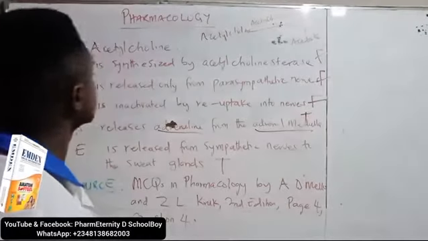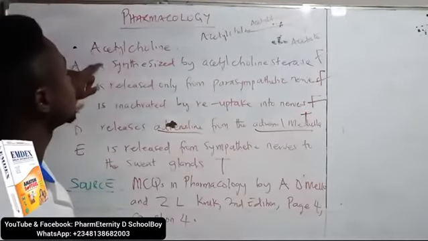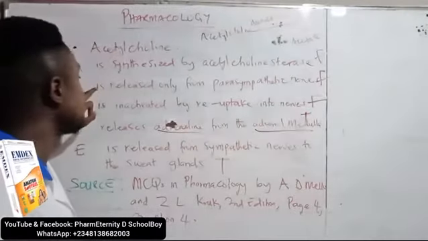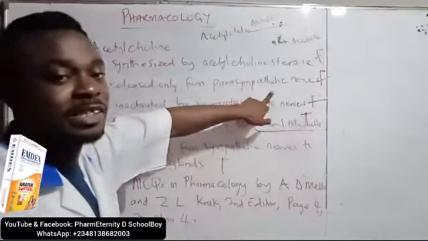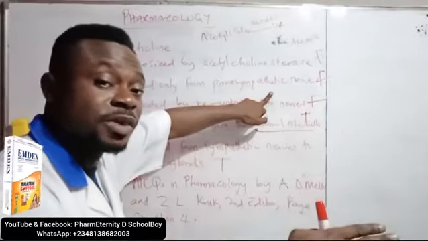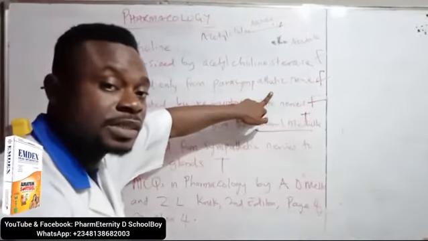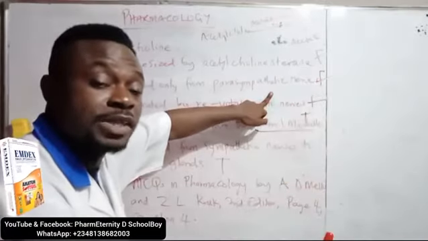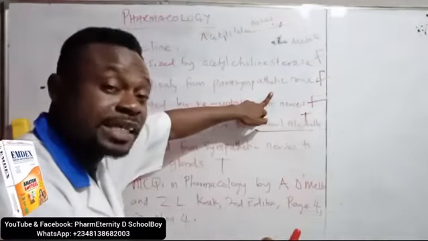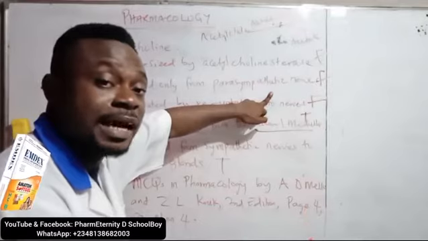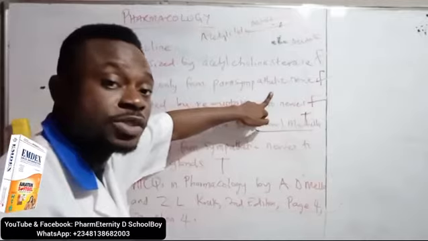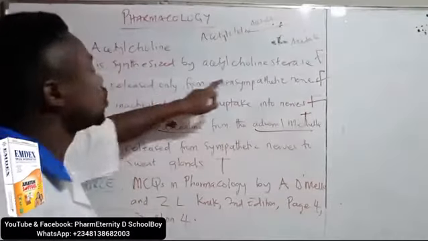So from this question, acetylcholine is not synthesized by acetylcholinesterase. Acetylcholine is not only released from parasympathetic nerves. I mentioned four places: voluntary nerves to skeletal muscle, postganglionic sympathetic nerves to the sweat gland, the central nervous system, and the preganglionic nerves to all the autonomic ganglia. So it's not only released from parasympathetic nerves.